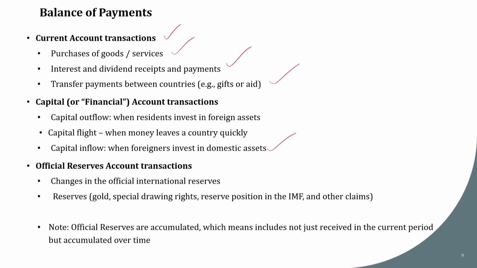In addition to that, there are official reserve account transactions. This is mainly done by the central bank, as I already mentioned. This reflects the changes in the official international reserves. The reserves include mainly gold, special drawing rights with the IMF, reserve position in the IMF, and other claims. Note here that the official reserves are accumulated, which means they include not just what was received in the current period, but what has accumulated over time.